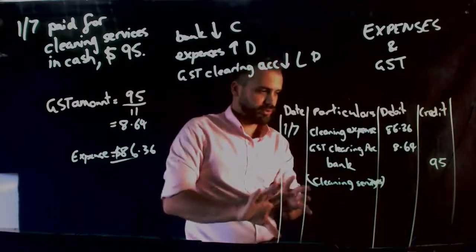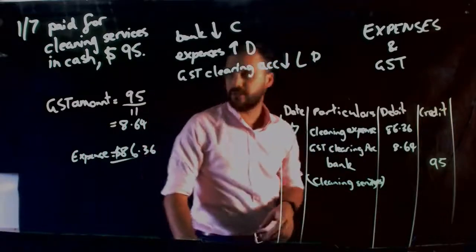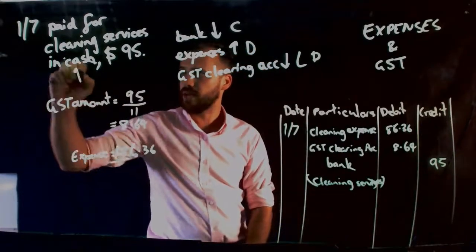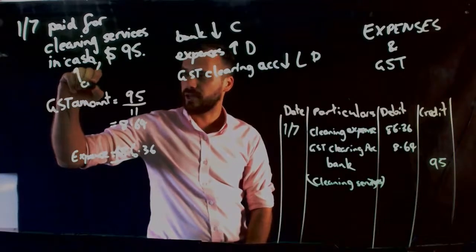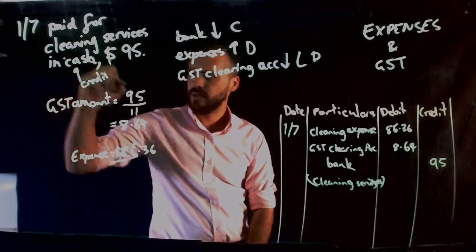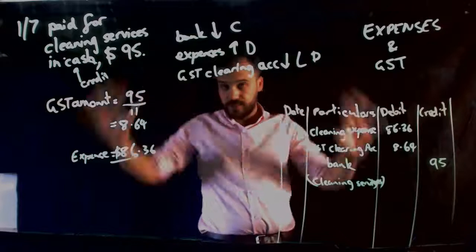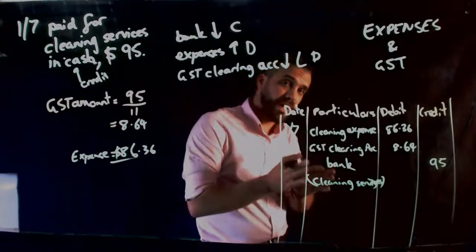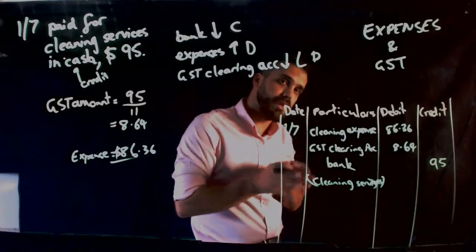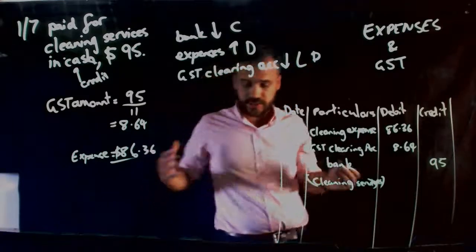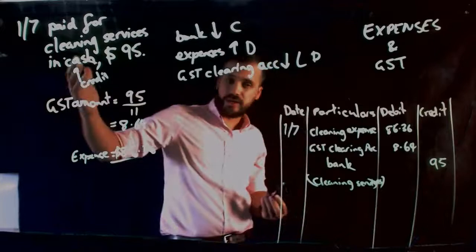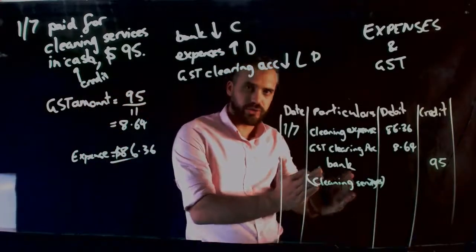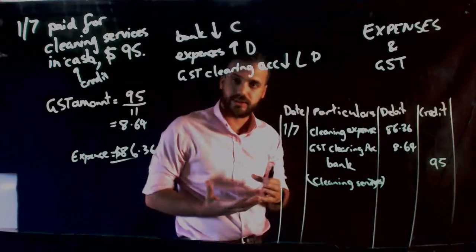This question could also be slightly altered if they'd paid it in credit. If it was credit, all of this would be the same, except our bank would now be accounts payable. Okay, so just keep that in mind. I'm not going to teach 2 lessons teaching exactly the same thing. If you did it in cash, it would be bank. If you did it in credit, it would be accounts payable to whoever it is that you owed money to.